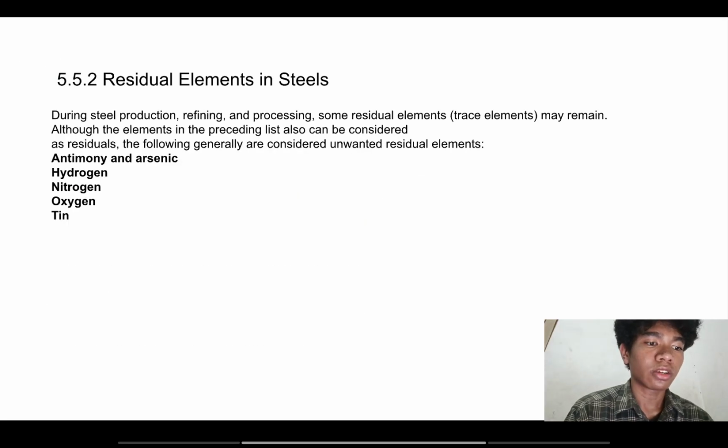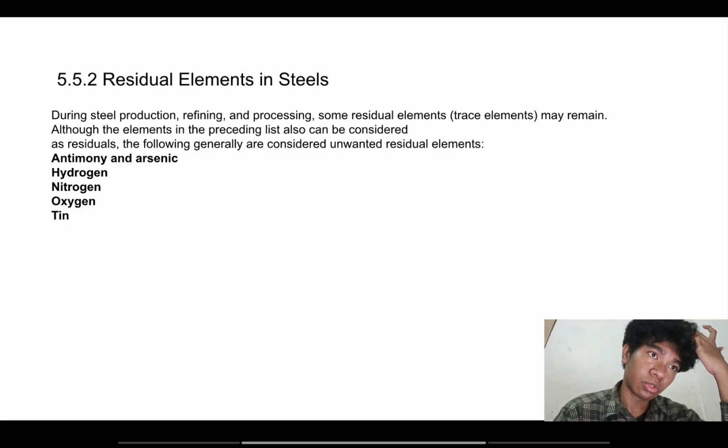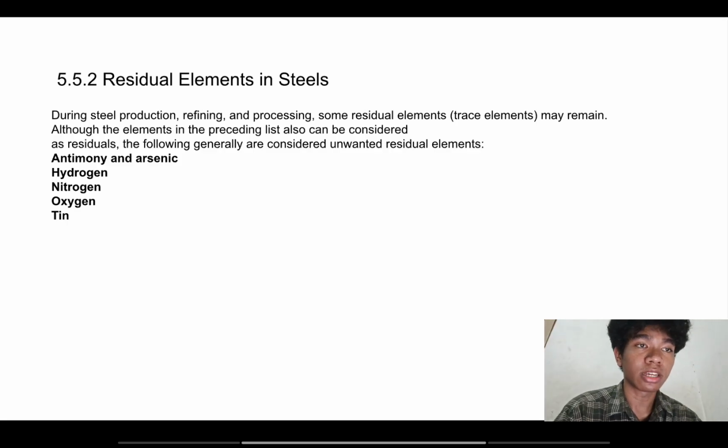Next. Okay, the next is residuals. During the steelmaking and refining process, there are some residual elements that still remain, such as antimony, arsenic, hydrogen, nitrogen, oxygen, and tin. So they need to be refined, and I think it would be better if the residuals are removed. It would give a lot of advantages. So next.